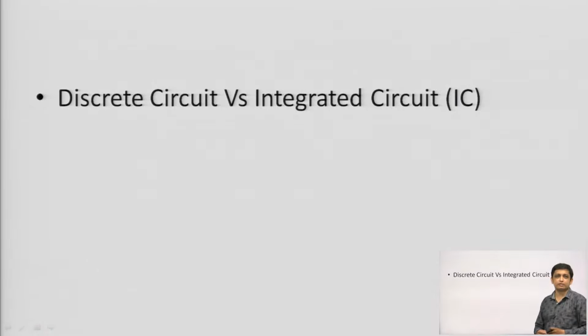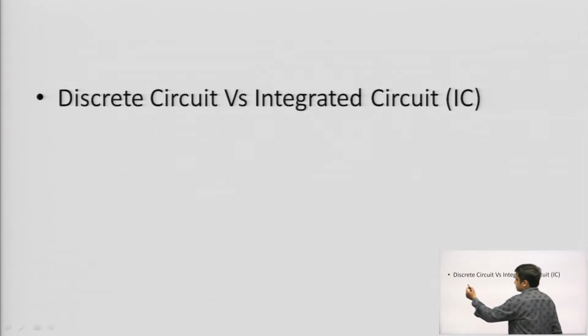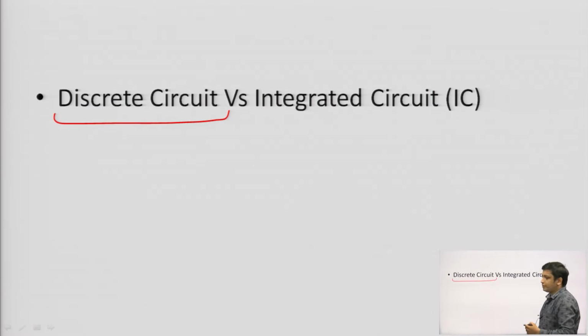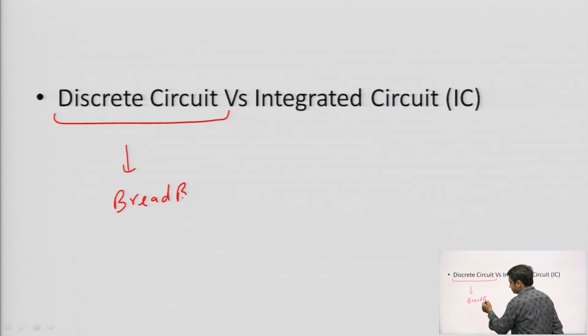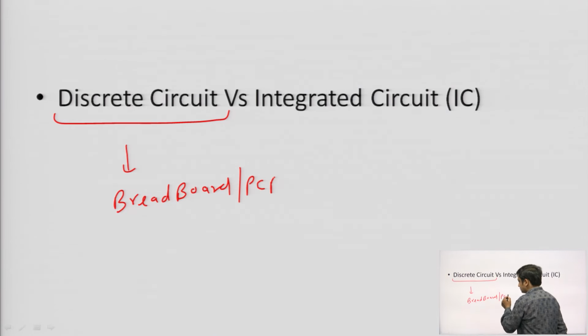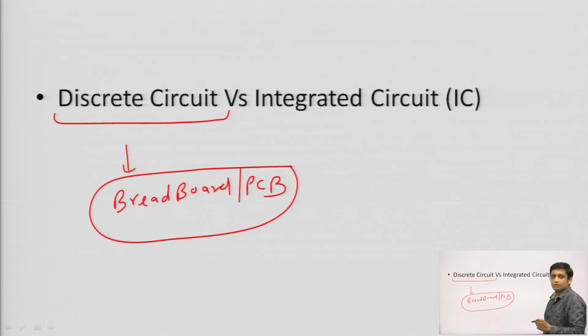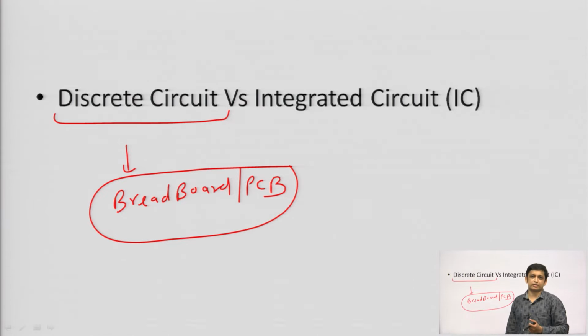Next one is discrete circuit versus integrated circuit. Discrete circuit, as the name suggests, we require some discrete components like resistor, capacitor, inductor, diode, transistors, and we design that circuit on a breadboard or PCB. That is your discrete circuit, like you do in your laboratory. If you need to design an integrator or differentiator circuit or any filter, you take some components and design that circuit on a breadboard or PCB. That is your discrete circuit.